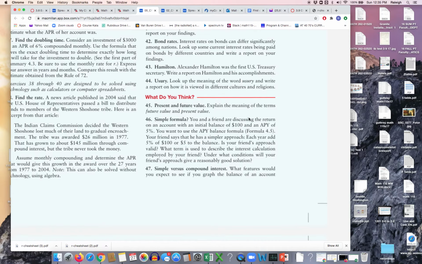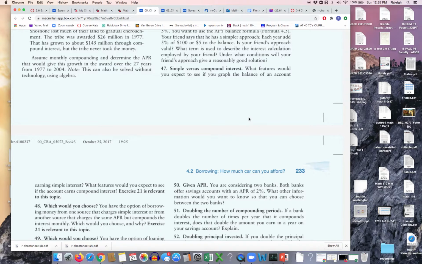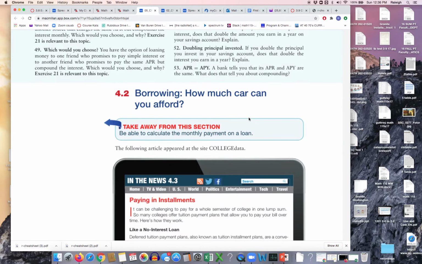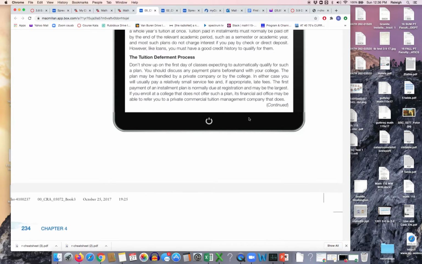Of course, you have to think about inflation. That's something they don't really talk about. Yeah, you can make all this extra money. Well, how's inflation cut into it? That's another story. Borrowing, how much car can you afford? Very important one. Yeah, 1 or 2 questions here for sure.